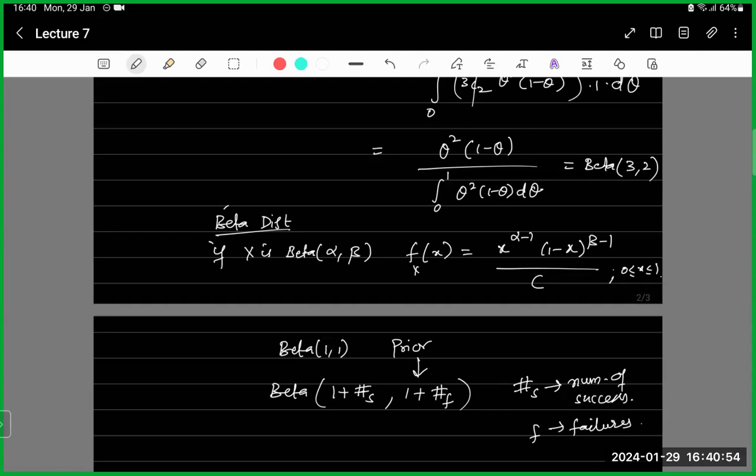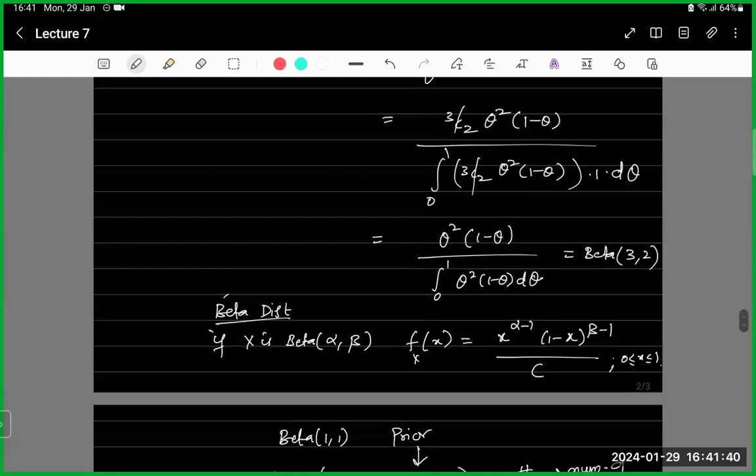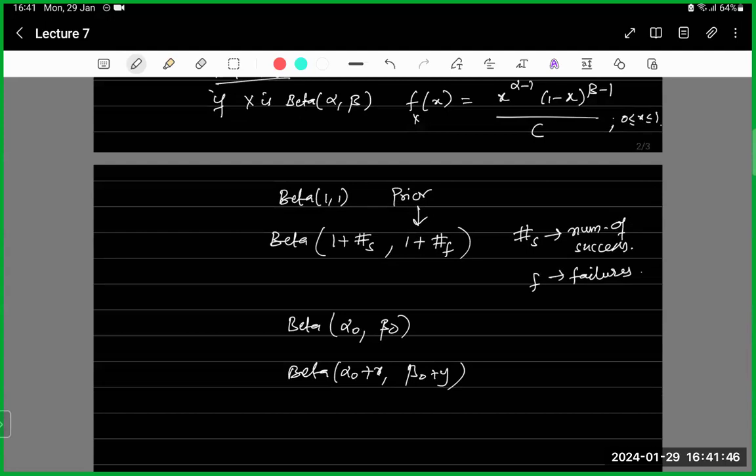So if you have beta alpha naught and beta naught instead of 1 comma 1, after some h successes and y failures, you will have beta of alpha naught plus h and beta naught plus y. This is true for any initial beta pair. The main advantage is you don't have to do any complicated integrals, because the posterior has a nice form. If your prior is a beta and your reward distribution is Bernoulli, then your posterior is also beta. This is true only if the reward distribution is Bernoulli, which is why we talk about number of successes and failures.